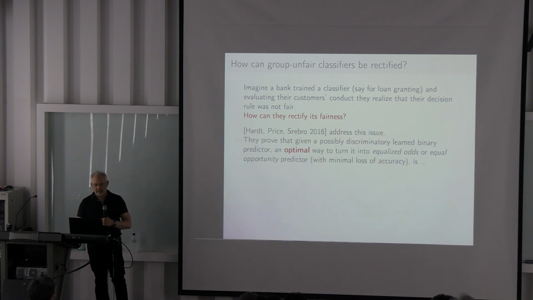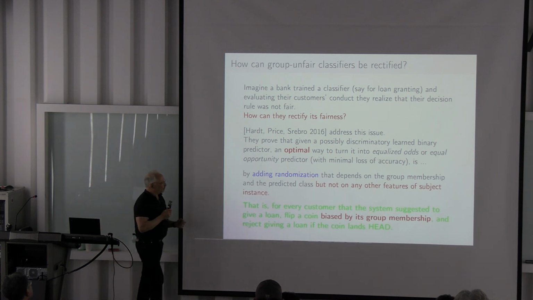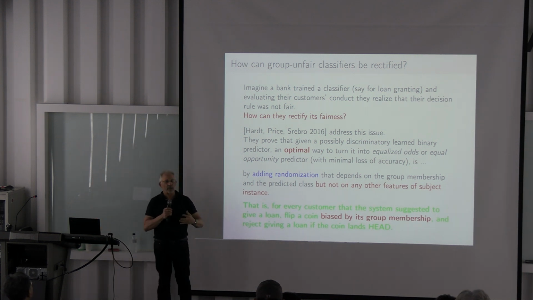So this paper in 2016 showed that there is an optimal way to fix it. What is the optimal way to fix it? It is to add randomization. The optimal way to fix it is to add randomization that depends on your group membership. I can fix it by saying, okay, I got a higher rate of failures among the men that I accepted than among women.